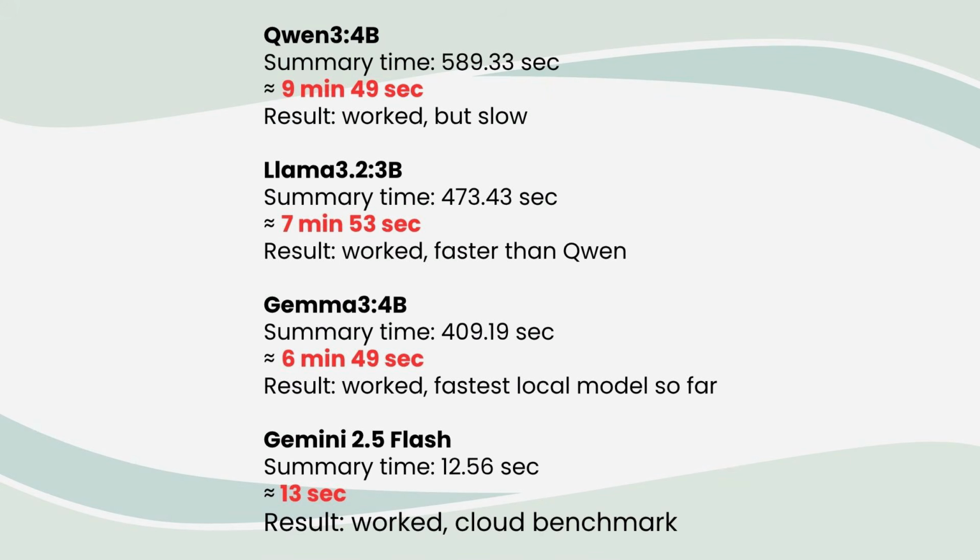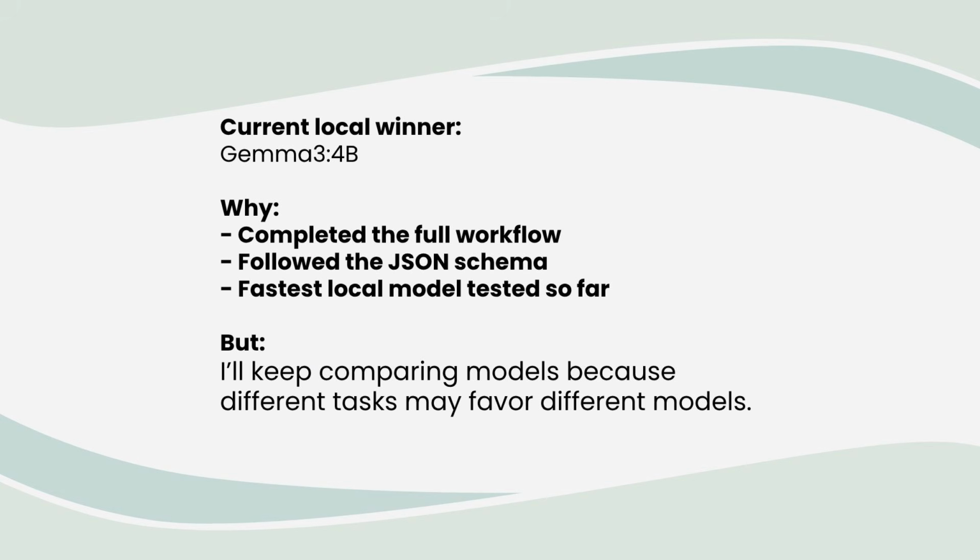The takeaway from this model comparison is that the best model is not just the fastest model. For an agent workflow, the model has to follow the assignment, it has to return the right structure, not just a plausible answer. For this communication triage task, Gemma 3 is probably the local model I'll use as my default going forward. But I'm going to keep comparing models at the end of future videos because this opens up another question. Do different small models perform better at different assignment tasks?